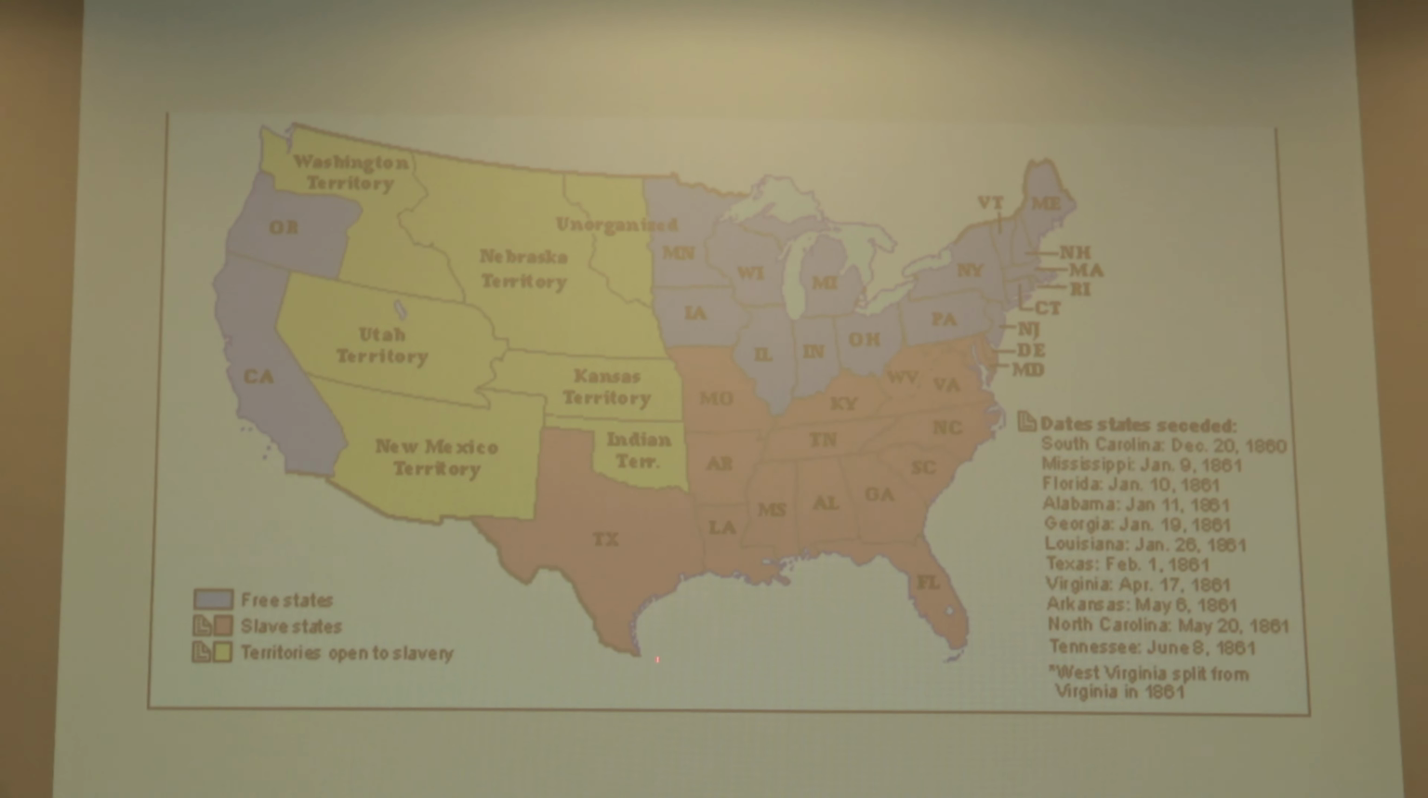Let me see if this pointer works. It does. You see these states right here? It says territories open to slavery. You've got this big area right here.